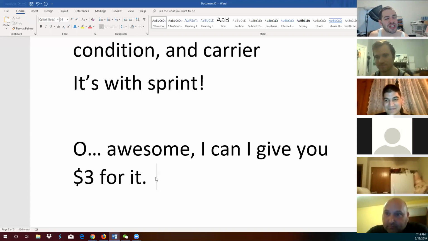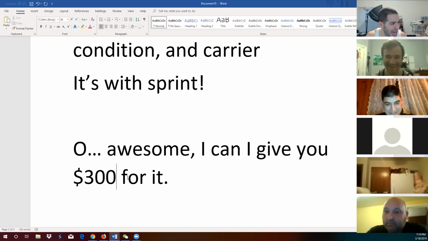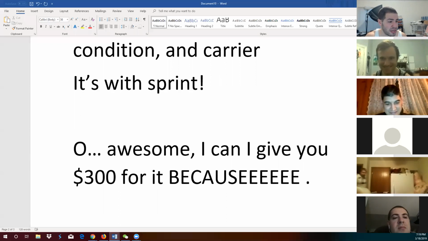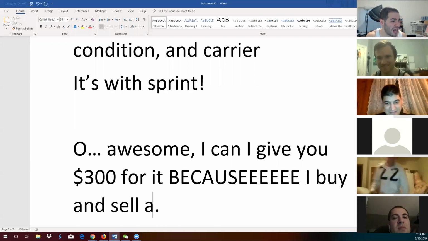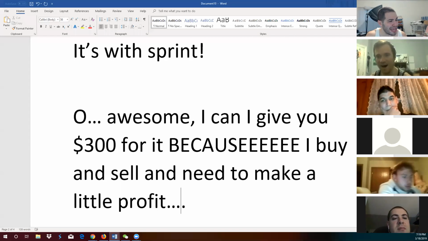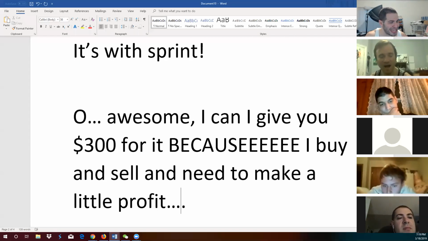He's closed deals for $1 before. He's gotten people to drive to him or walk to him or bike to him and sell them their stuff for $1 by making the offer, and then you shut up. Because when you say, doesn't matter the price, I can give you $300 for it because I buy and sell and need to make a little profit, now you're starting to justify the price. Not good. You don't need to justify anything. You state it, and that's that.